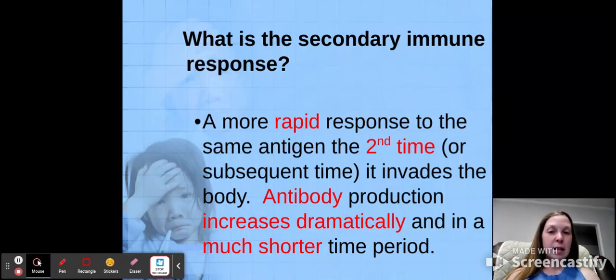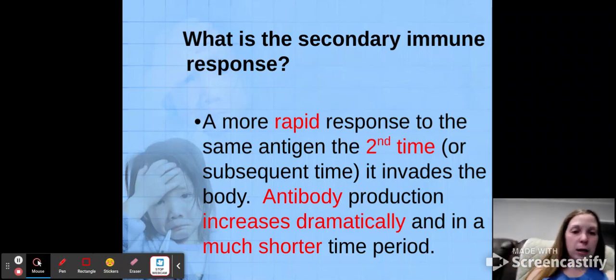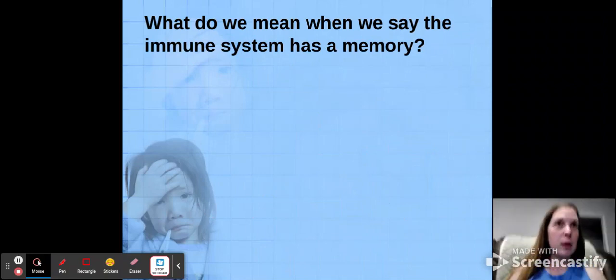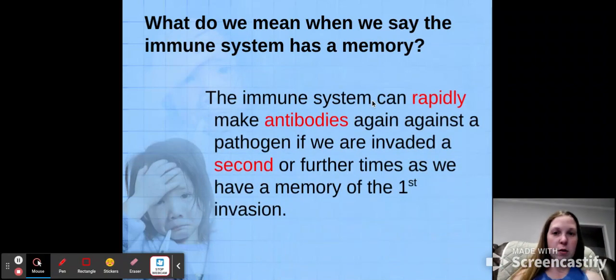So what is the secondary immune response? This is a more rapid response to the same antigen the second time or however many times you're exposed. It invades the body. The antibody production increases dramatically and in a much shorter time period. And then what do we mean when we say immune system has a memory? It has a memory because it's able to fight off the same things much faster, okay, with those subsequent exposures.